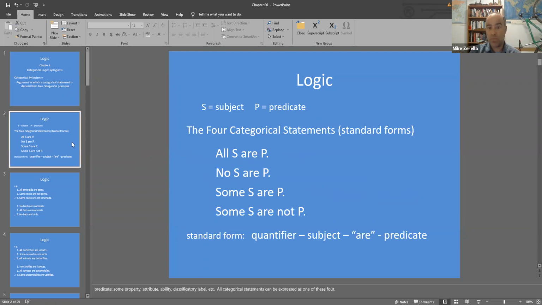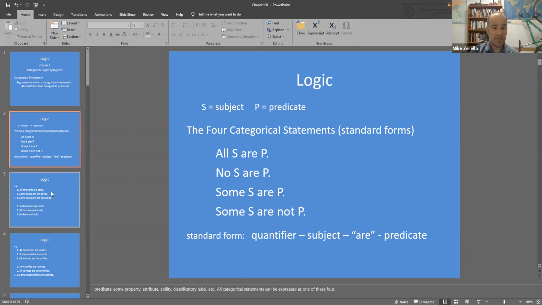Just as a reminder, here are the 4 standard forms of categorical statements. And for this presentation, I'm going to present all of the premises and conclusions involved in these arguments in their standard form already. But for homework or quiz or test, you may have to convert the statements into one of the 4 standard forms before you start assessing whether the argument is deductively valid or not, because that's the ultimate goal here: trying to figure out if these categorical syllogisms are deductively valid or deductively invalid.